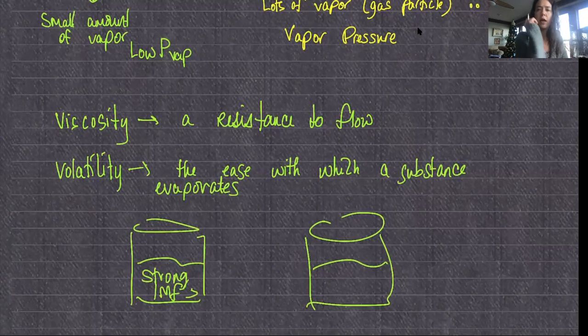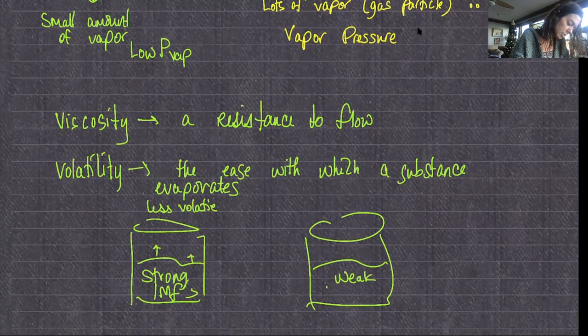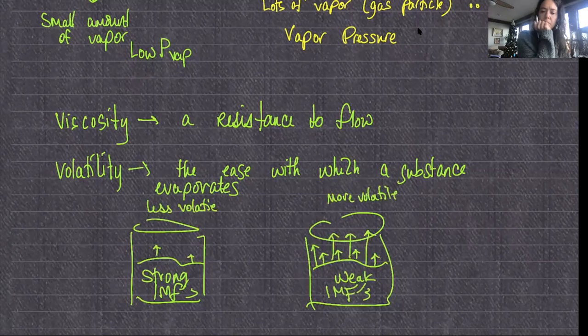Just a liquid sitting there. Is it going to evaporate quickly? No, it's going to be less volatile, right? Less will evaporate. And if we have weak IMFs, where these particles do not have strong attractions, it's going to be more volatile, such that we will have many more gas particles exiting the liquid phase and entering the gaseous phase and going into the atmosphere. Okay.